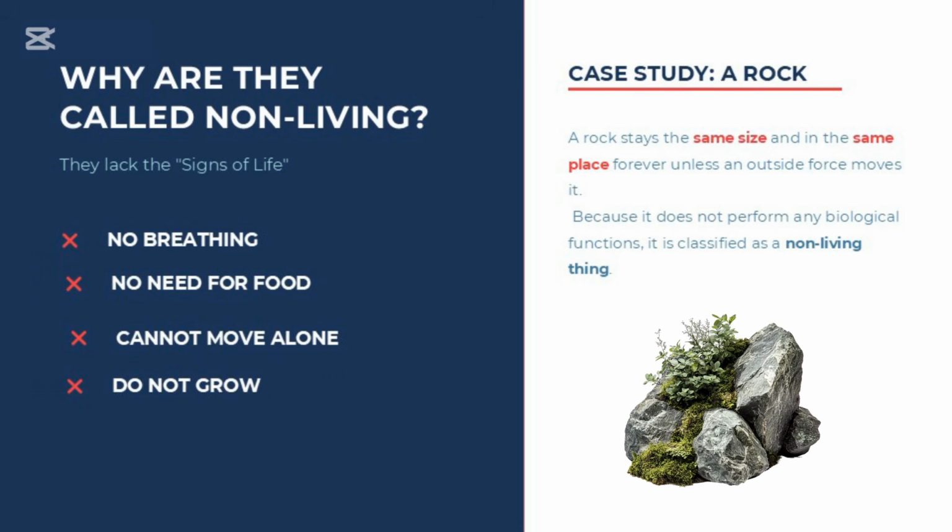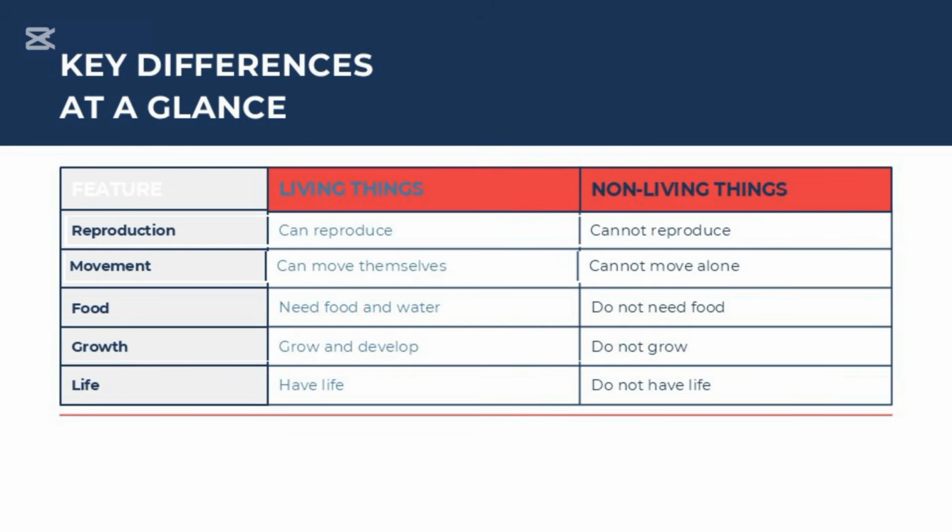Basically, it lacks what we call the signs of life. So why are rocks called non-living? It's because they don't have those essential characteristics that define living things. They're stable, unchanging, and don't have the ability to carry out life processes on their own. This helps us understand the difference between living and non-living things, which is a core part of our overall theme today. Let's take a closer look at the key differences between non-living and living things.